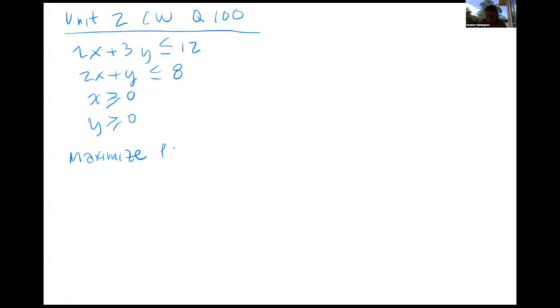P, which is probably profit. I mean, it could be, obviously. I keep saying that because that's generally in business what we want to maximize. Now, let's find our feasible regions. Usually it's in the first quadrant, so I'll write it out like that.